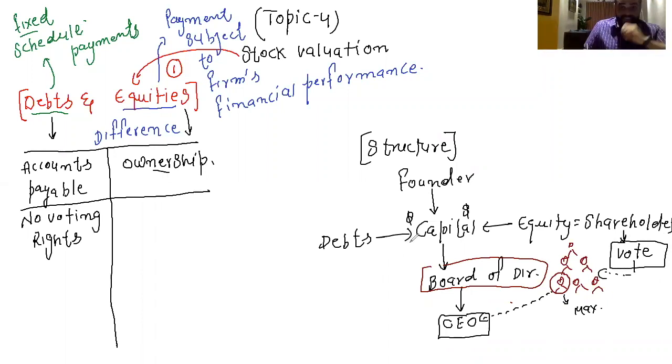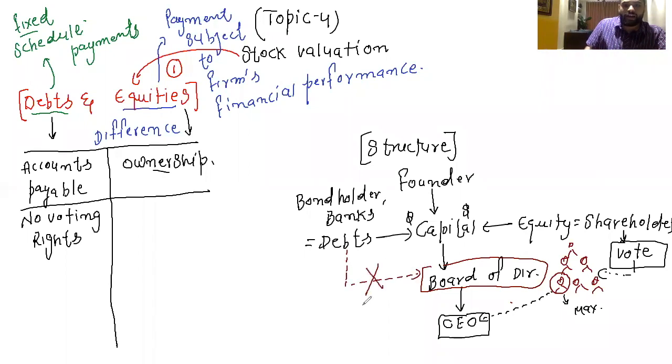So the idea is debts. Debts means maybe a bondholder who holds the bonds, or maybe banks. So these are the debt holders. The idea is debt holders are not allowed to vote. When we are voting to select a CEO or the director of the company, only shareholders have the right to vote. Debts don't have any kind of vote to select the CEO from the board of directors.